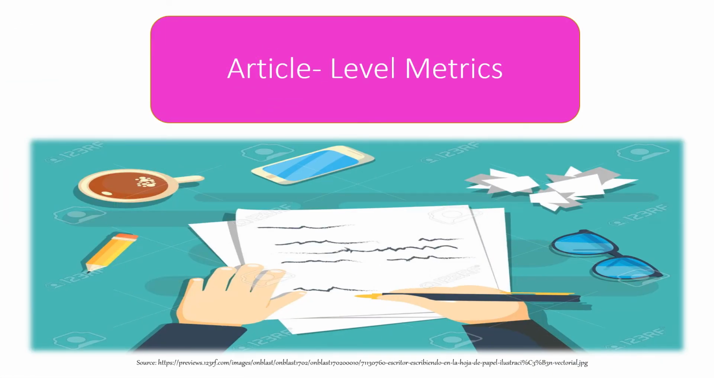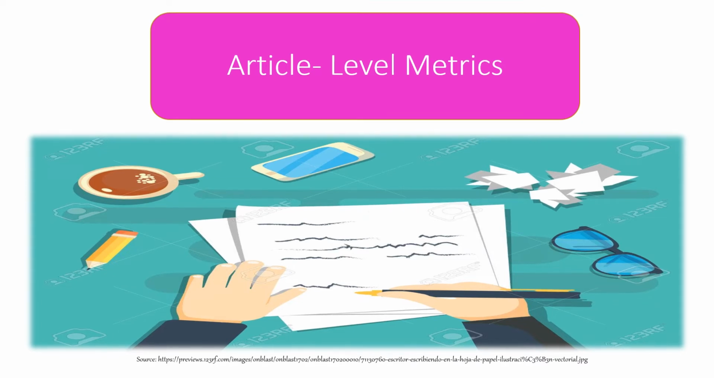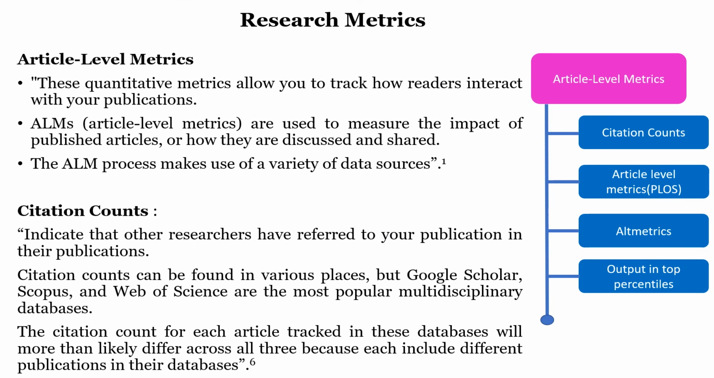Now the next in the row is the article level metrics. This is one of the types of research metrics. Article level metrics, what does it mean? Article level metrics are used to quantify the impact of the published articles and how published papers are being discussed and shared. It is not concerned with the journal, it is concerned with the articles.